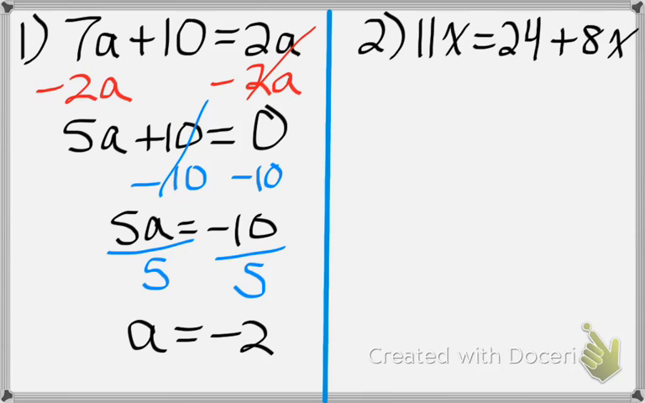Take a moment, try number 2. Hit pause, try number 2. We end up with x equals 8 for number 2. So now stay tuned if you need to see how all those steps look.